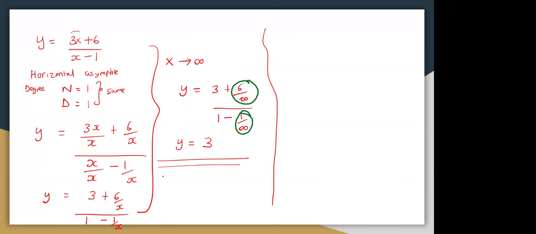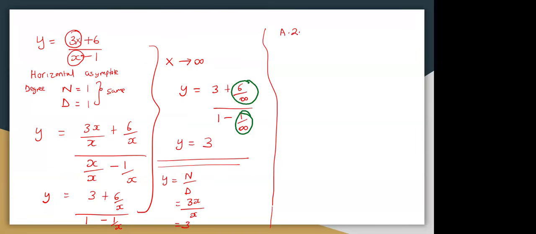another format: in the numerator, you get the numerator divided by the denominator. But in the numerator, you identify the term with the highest power, which is 3x. You divide by the term in the denominator with the highest power, which is x. So you end up with 3. That is the second alternative. Okay, allow me to give you the second activity.